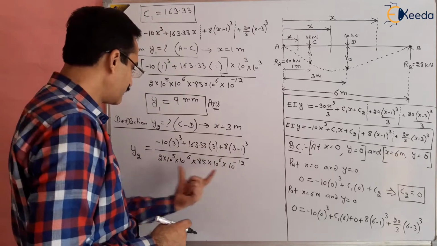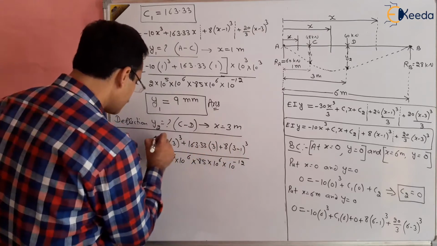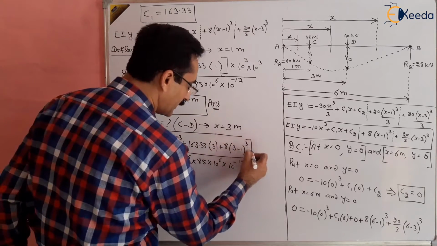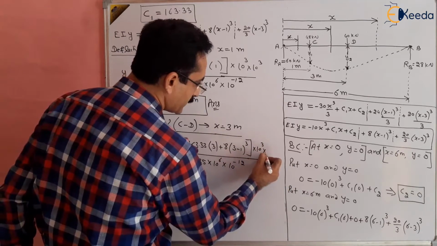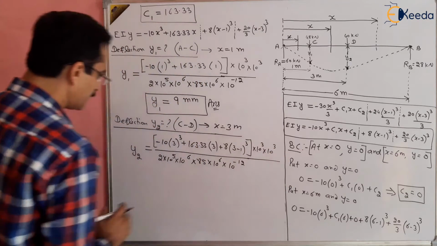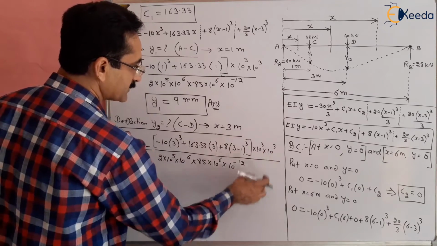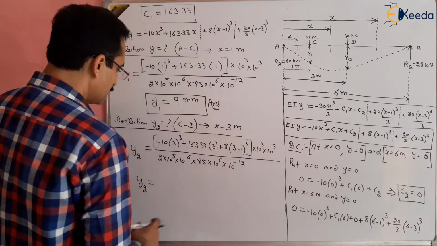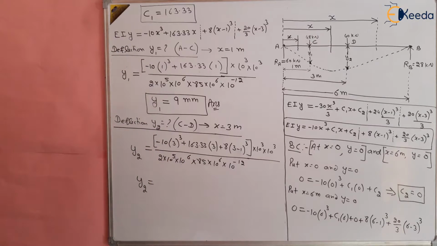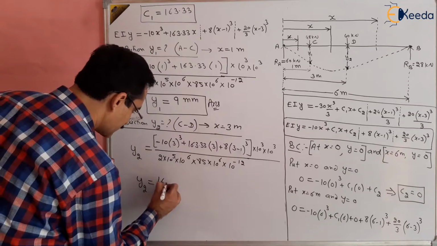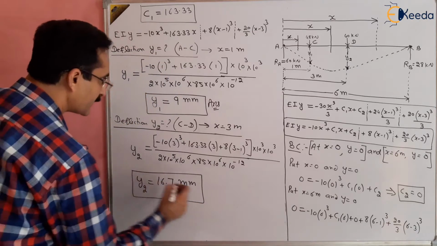This is meter to the power 4, this is Newton per meter square, and in this equation the force is in kilonewton, so it will be multiplied by 1000 so that it will become Newton, and again 1000 so that the answer may come in meters, right? So y2 will come now in millimeters when we multiply by 1000. So the answer will come in millimeters, and what is the answer? The deflection under D is 16.7 millimeter, 16.7 millimeter. This is the other answer, right?